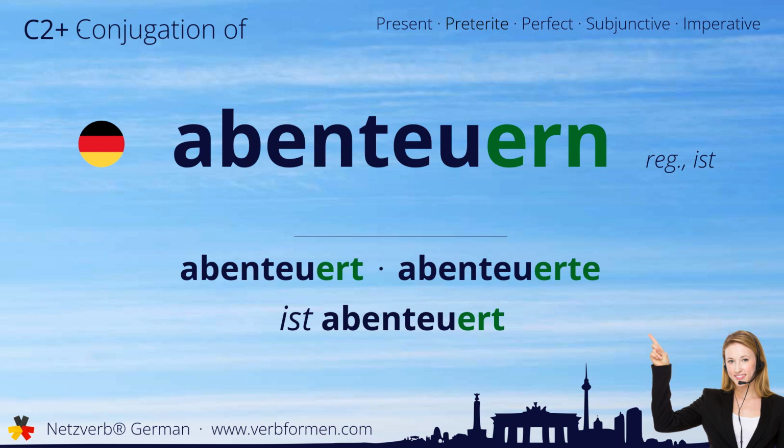Today we're going to learn how to conjugate the German verb abenteuern. Watch and listen to the forms carefully. Let's start with the stem forms. Abenteuert. Abenteuerte. Ist abenteuert. Now let's move on to the tenses.